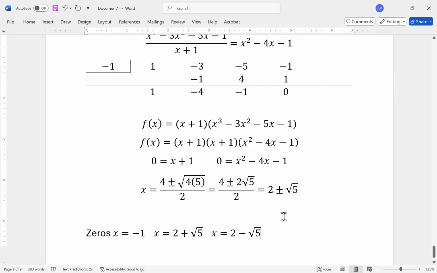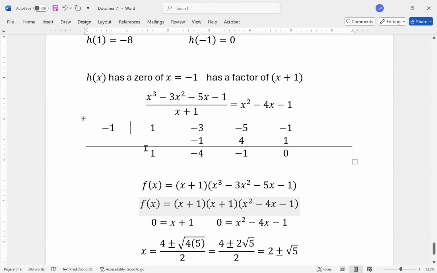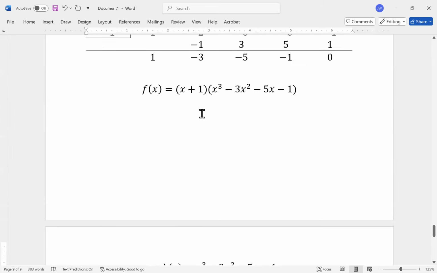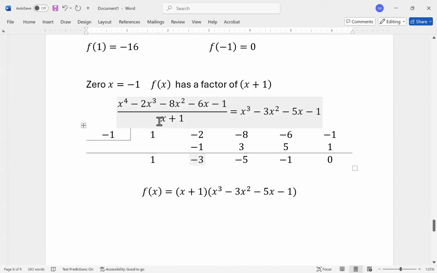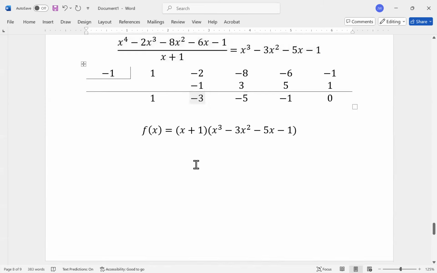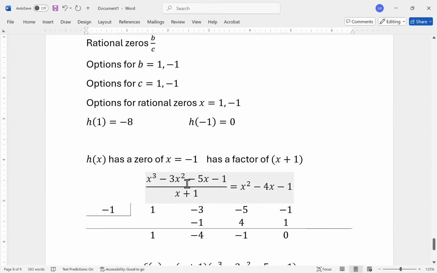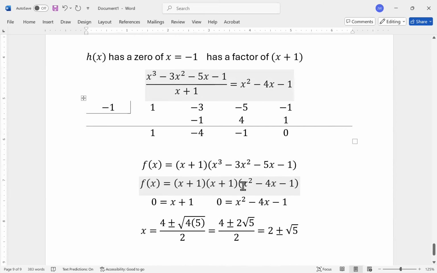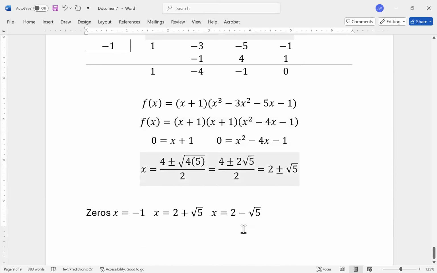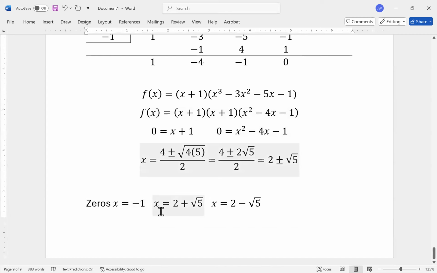This one was kind of a long one because we had this zero of -1, which had multiplicity of 2, and that caused me to do synthetic division, or dividing by x plus 1, twice in a row, essentially. We had to divide by x plus 1 first, then we had to divide by another x plus 1, and then we had to solve a quadratic. So we got 3 zeros, one of which had multiplicity of 2.